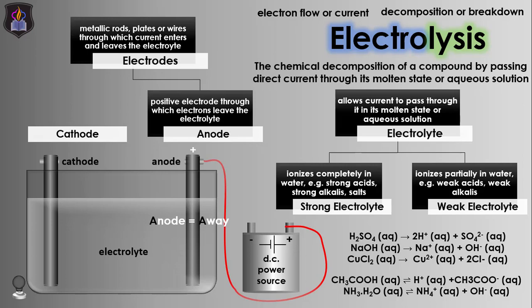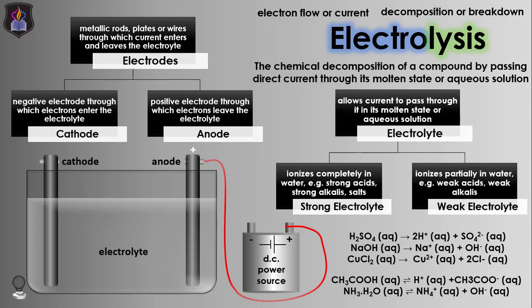On the other hand, cathode is the electrode connected to the negative terminal of the battery, which makes it negatively charged. It is the medium through which electrons enter the electrolyte. Remember, C for cathode, C for coming. Reduction occurs at the cathode.